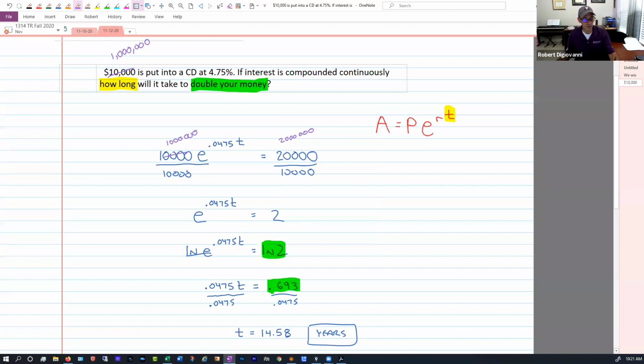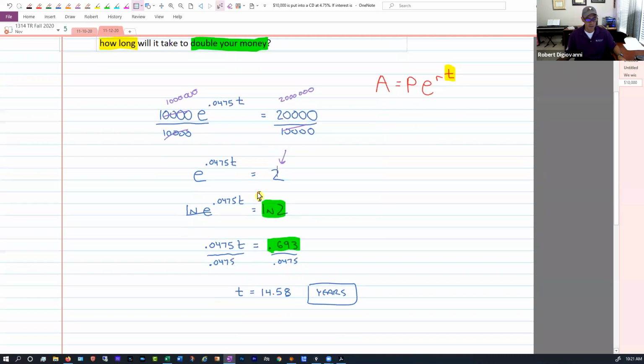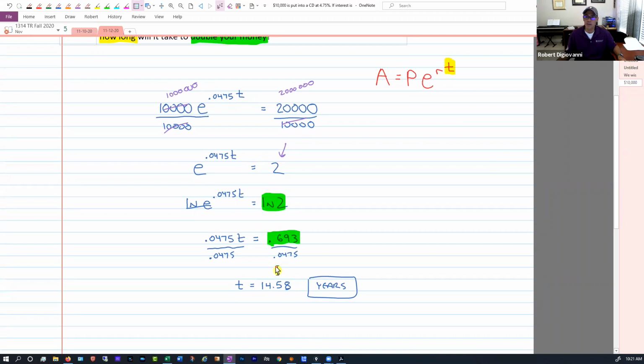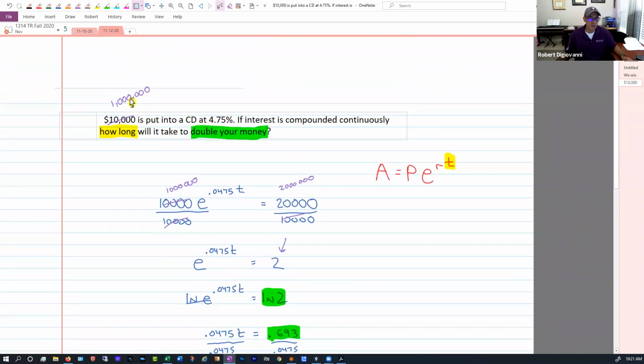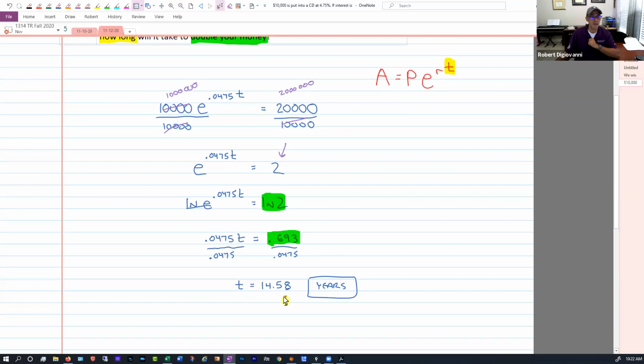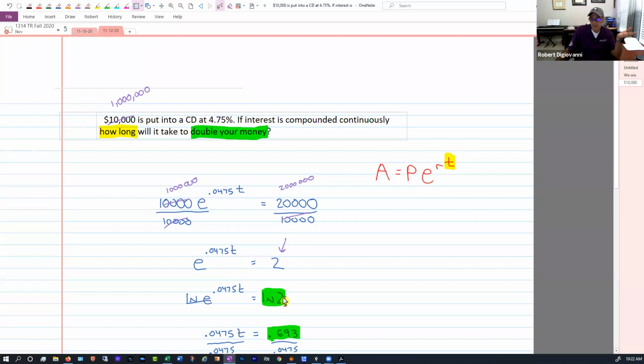But when you do your division, don't you still get 2? Wouldn't you still get 2 here when you divide both sides by $1 million? And so the rest of the problem would work out the same way, which means it doesn't matter how much money you put in at the beginning. If someone gives you the interest rate, everybody is going to take the same amount of time to double their money, whether it be $1 or $1 million. It's going to take about 15 years. So it's independent of the amount of money you put in, which is kind of interesting.